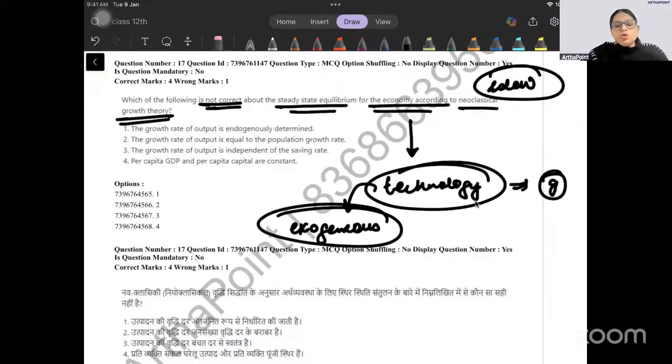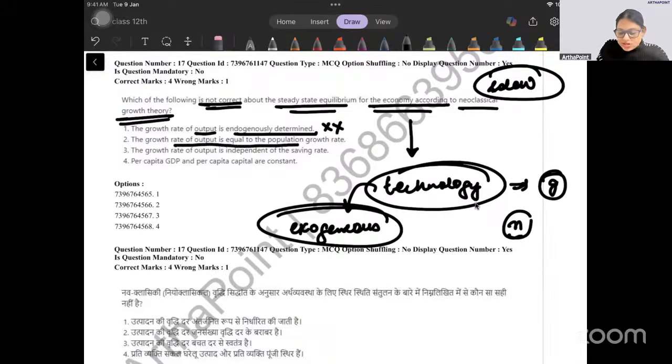So growth rate being endogenously determined will be incorrect because growth depends on technology and technology is exogenous. Technology is determined outside the model. Model के बाहर का factor है technology. It's not an internal model. So growth rate of output endogenously determined, this is an incorrect statement. राइट. सिमिलरली पॉपुलेशन ग्रोथ रेट जिसको हमने एन से रिप्रेजेंट किया था वो भी एक एक्सोजेनस फैक्टर है, राइट? सो द ग्रोथ रेट ऑफ आउटपुट इज इक्वल टू पॉपुलेशन ग्रोथ रेट.